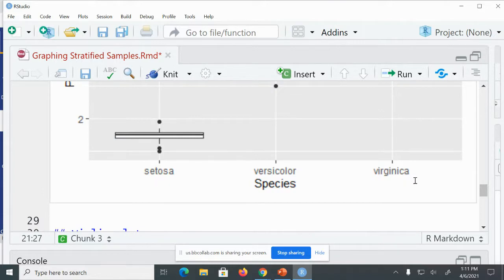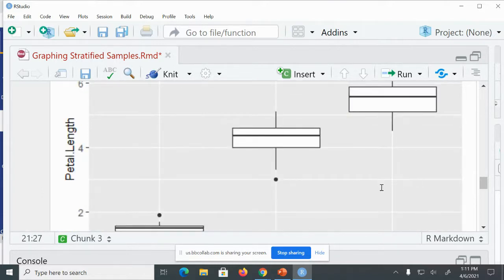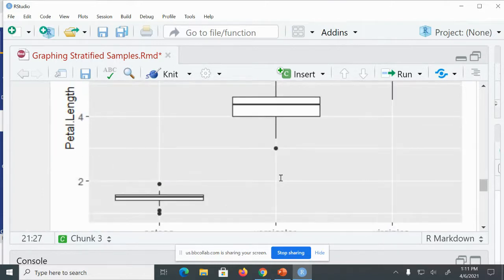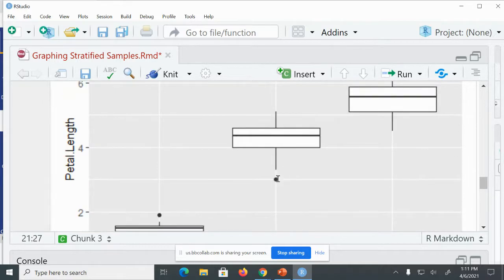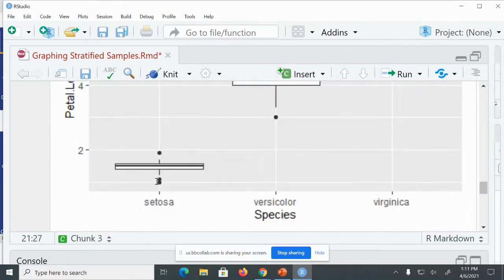So it looks like Virginica doesn't have any outliers for petal length. Versicolor has one outlier on the low end, and Setosa has 3 outliers, 2 below and 1 above.